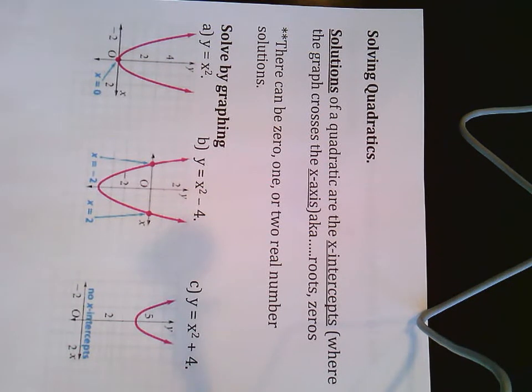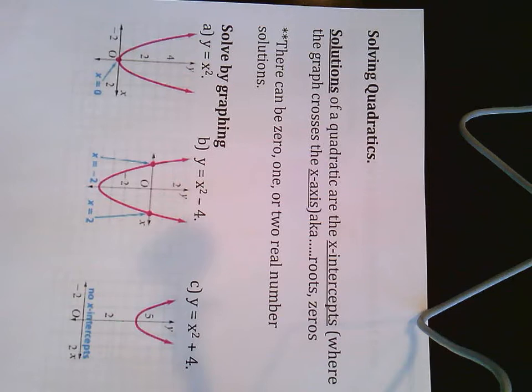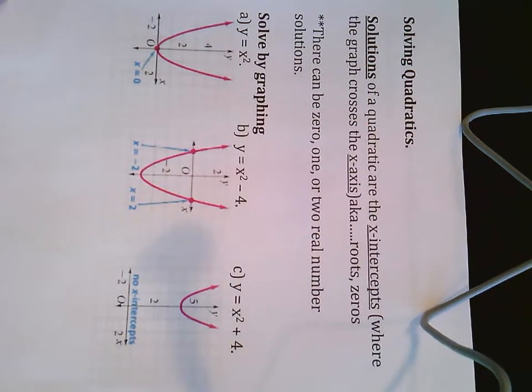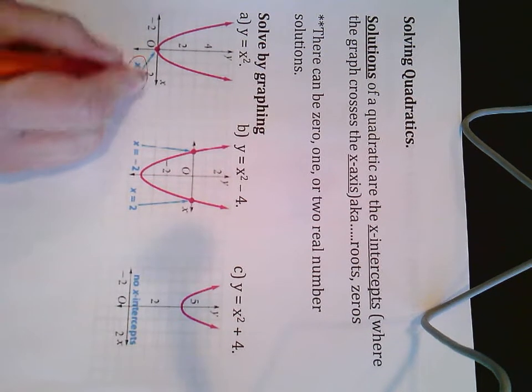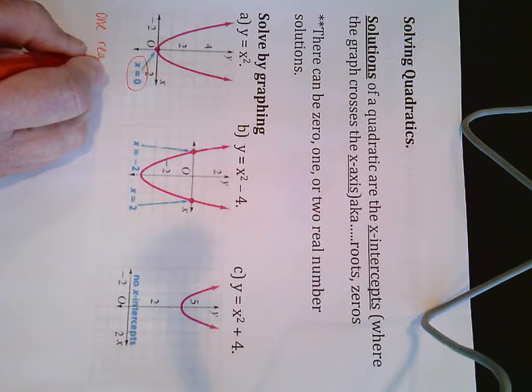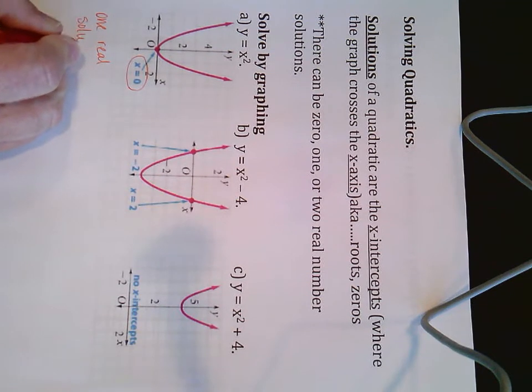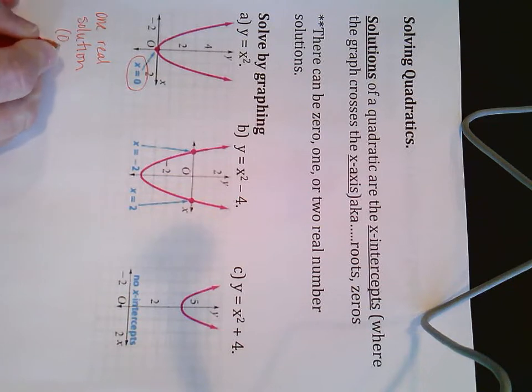And a theme that you're going to see all the time is you can have 0, 1, or 2 real solutions. And I'm going to show you examples of each of them. First of all, just by looking at the graph, you can tell how many solutions there are. Like here, it only hits the x-axis in this one point, and so there's 1 real solution for this one. And that solution is at (0, 0).